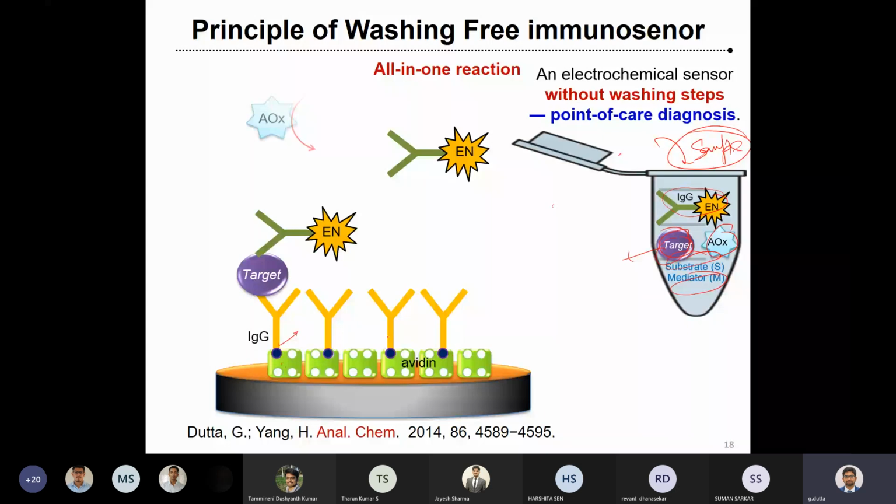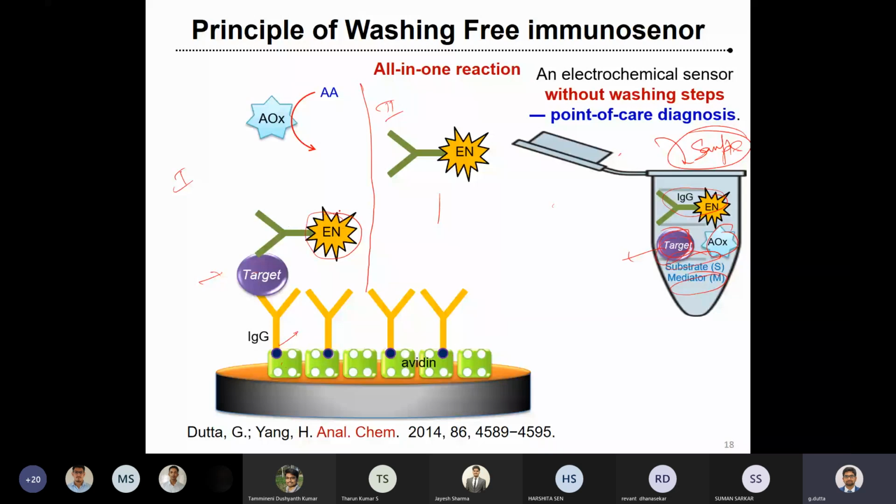See, you can divide it into two parts here. Part 1 and part 2. Part 1 means if your sample contains target, so what will happen? This target will bind on the primary antibody, right? And your solution also contains the secondary antibody that is already labeled with some enzyme.